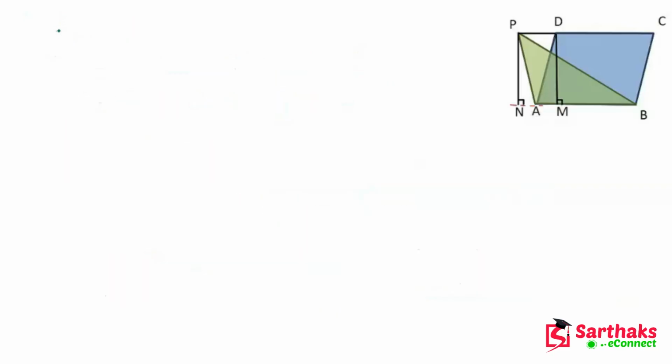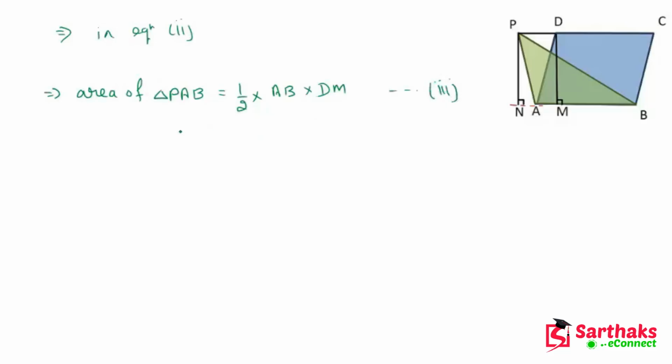So now in equation second, we can write area of triangle PAB is equal to half into AB into DM. Half into AB into DM. Okay, so let's suppose this is equation number 3.